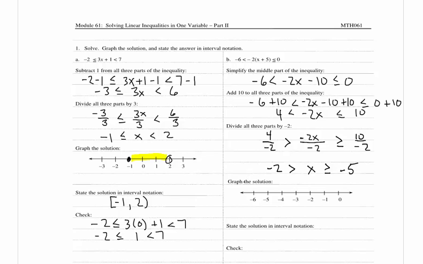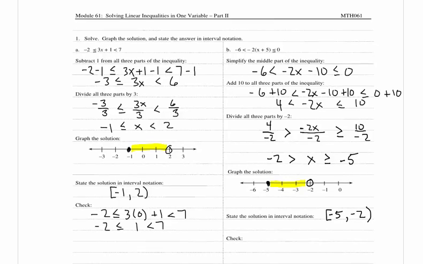So when we graph our solution set, we have x is greater than or equal to -5. So we're going to have a solid dot on -5. And x is less than -2, so we're going to have an open circle on -2. And now we're going to shade in between the two dots. And now they want us to state the solution in interval notation. So we have from -5 with a bracket to -2 parenthesis.